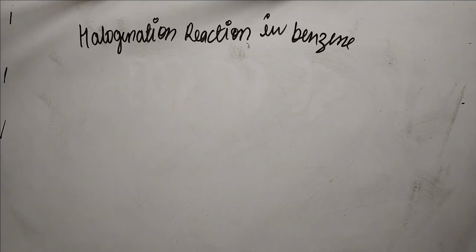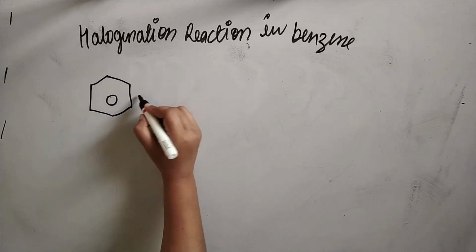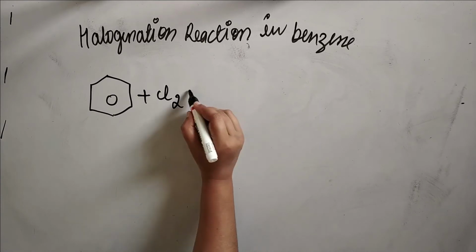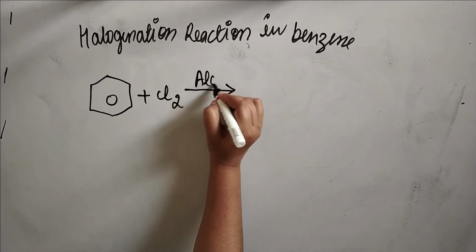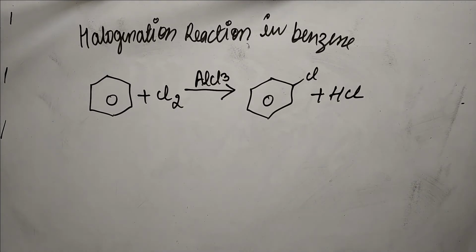Okay, let's take a simple example. First I will write the general reaction of halogenation. So this is our benzene, this is chlorine, any halide molecule you can take, in the presence of AlCl3, that is the catalyst. So this is the general reaction of halogenation, and in that chlorine is used. We can use other halides also like iodine, but for this halogenation reaction the Lewis acid catalyst is mandatory. Without the catalyst this reaction can't take place.